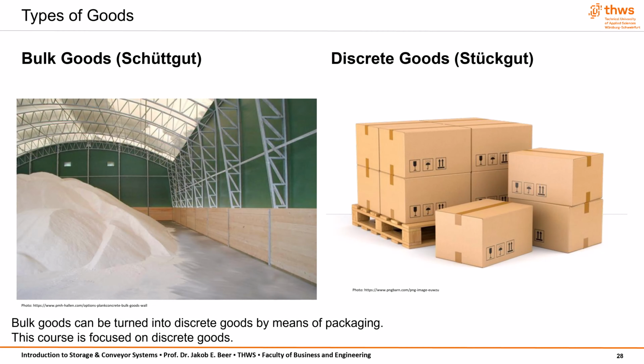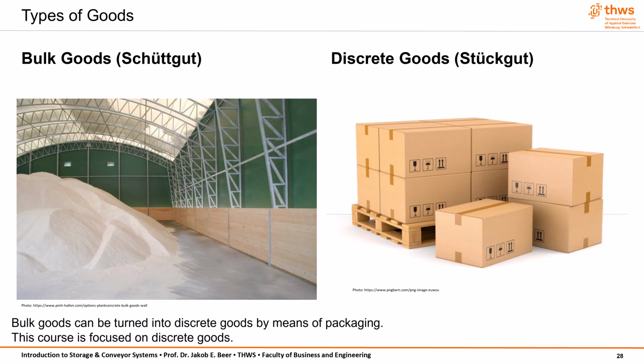In intralogistics, we distinguish primarily between bulk goods, often handled as continuous flows, and discrete goods, which are managed and moved as individual units or unit loads. Let's begin with bulk goods. Examples include sand, grain, or minerals stored loose behind containment walls or in silos.